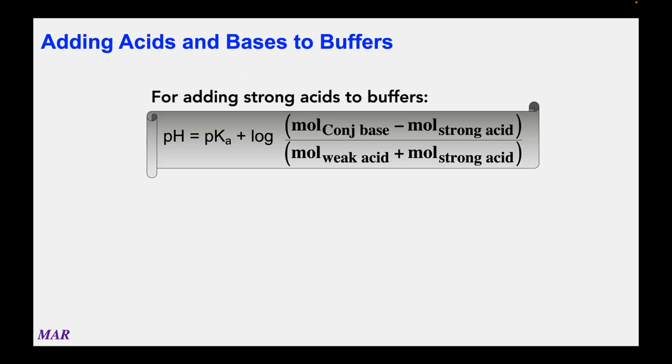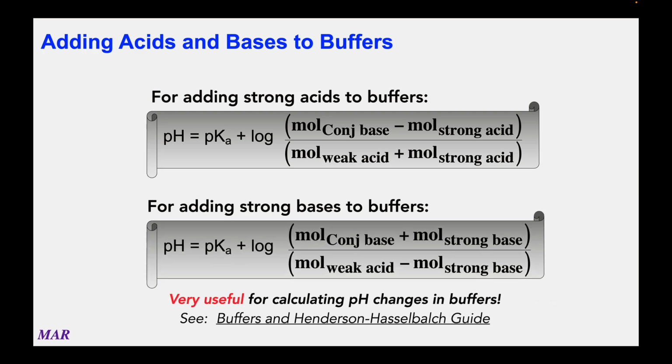So if you add a strong acid to a buffer, this is the version of the Henderson-Hasselbalch that's used. pH equals pKa plus log. The base goes down with the strong acid, but the weak acid actually goes up with the strong acid. That's how this works. If you add a strong base to the buffer, it's very similar. The strong base will add to the weak conjugate base, but the strong base will lower the weak acid.